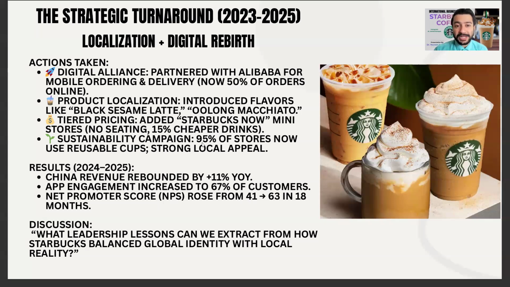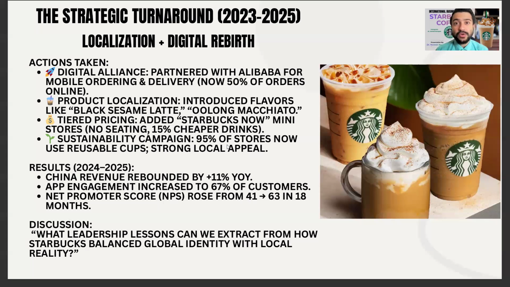On sustainability, what happened? You can see, 95 percent of stores now use reusable cups also. So that was the strong local appeal they made, right? Now what were the results? See, they spoke really loud. China's revenue went up by 11 percent year on year. 11 percent. Can you imagine?